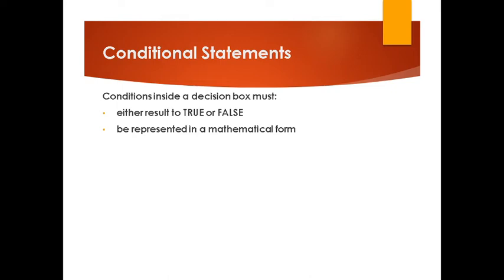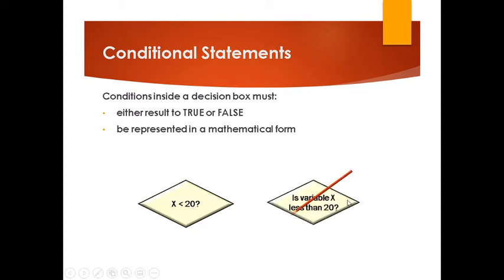Since we're already discussing conditional statements, this time let's see what should be inside a decision box. First, the decision box should have a result of either true or false, and the other one should be represented in a mathematical form. When we say a mathematical form, it should be something like this: x is less than 20. And this is a no-no. Okay?